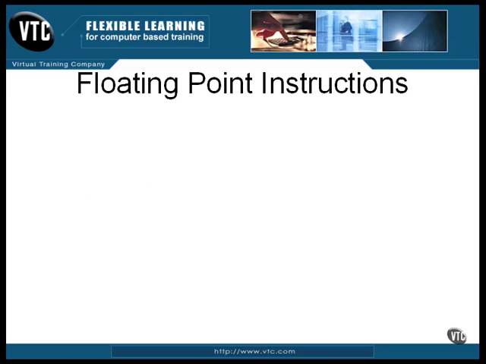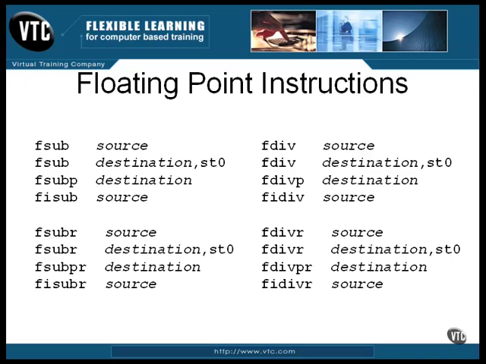Twice as many instructions exist for subtraction and division as exist for addition and multiplication. That's because the order of the numbers makes a difference. The extra instructions perform the same operations but in the opposite order. That's what the opcodes with the R at the end are for, performing the same operation but in the reverse order. The source and destinations are the same as was described earlier for addition and multiplication.